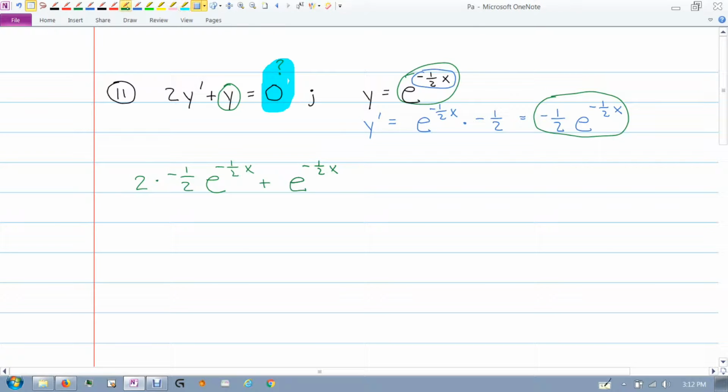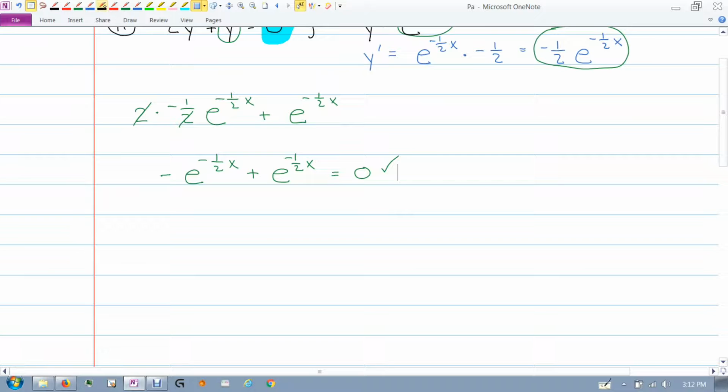So we just work it out and notice that the 2's here cancel. So we just get negative e to the negative 1/2 x plus e to the negative 1/2 x. Those are the exact same things, except they're opposite in sign. So when you add them up, you get 0. So it checks. That is a solution to that differential equation.